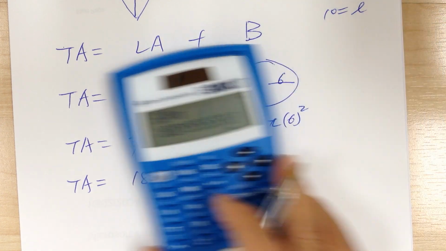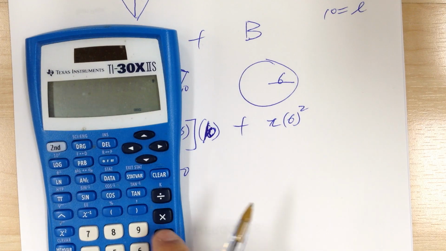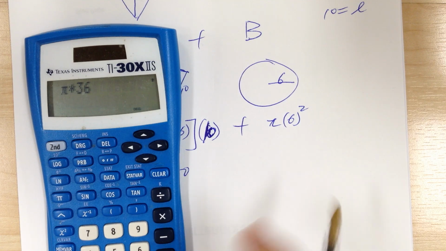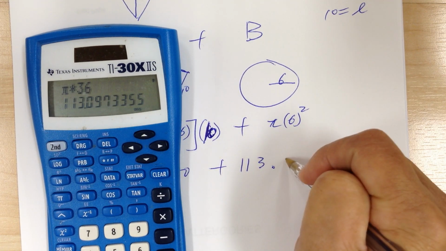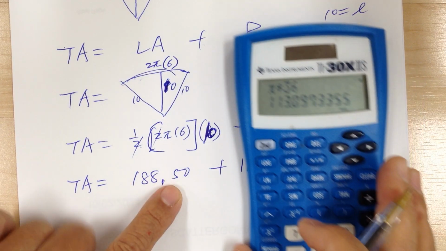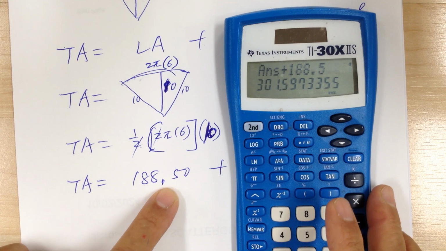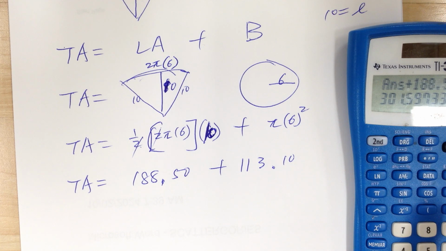Okay, so it'd be 188.50. Now this side over here, pi r squared. So pi times 36 equal, okay, 113.10. Okay, now I'm going to add this. So plus 188.5. Okay, double check.